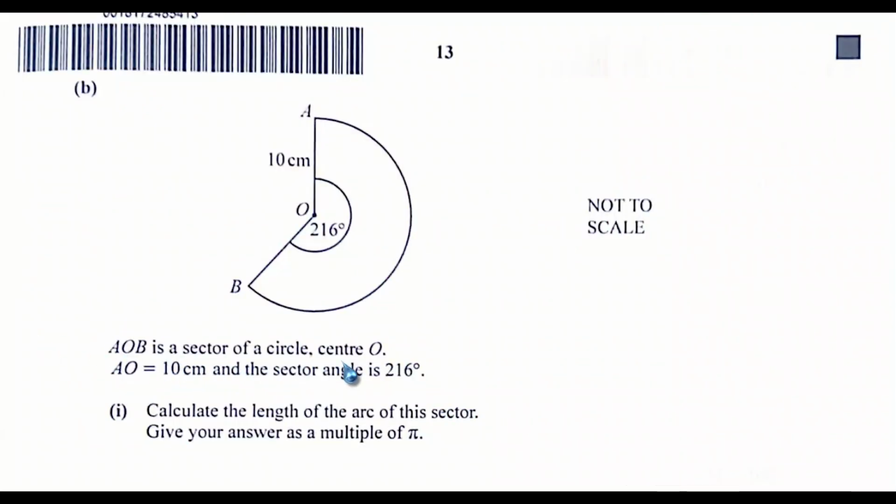AOB is a sector of a circle, center O. AO is 10 centimeters and the sector angle is 216 degrees. Calculate the length of the arc of this sector. Give your answer as a multiple of pi. The length of an arc is given as theta over 360 times 2 pi r. That's the length L of this arc.